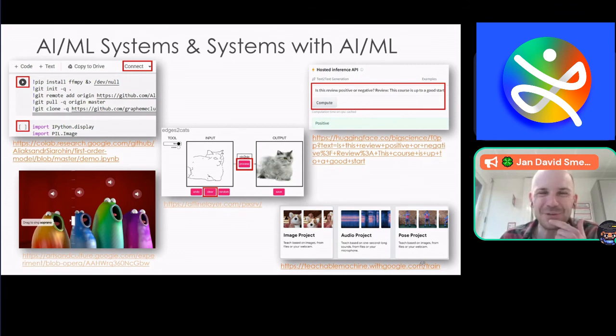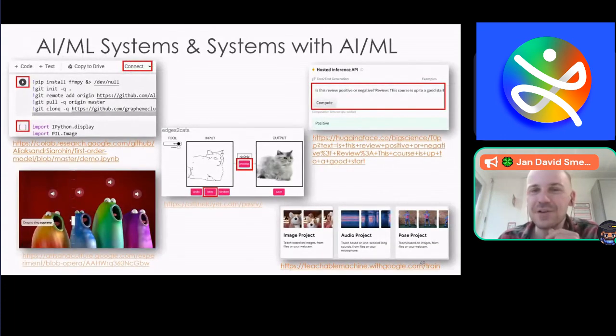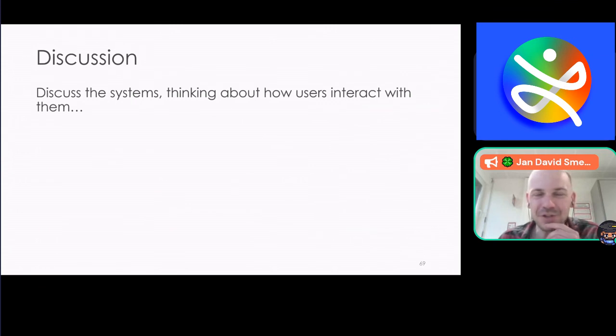So I picked out 5 quite different systems that are AI and ML systems, or are systems that have AI and ML components. And I will suggest in a minute to form groups and look at these systems and play around with 2 or 3 of them, not all of them, but play around with 2 or 3 of them of your choosing. And then to have a little bit of a group discussion with, I would suggest groups of maybe 2 to 4 to look at these systems and really think about how users interact with them.